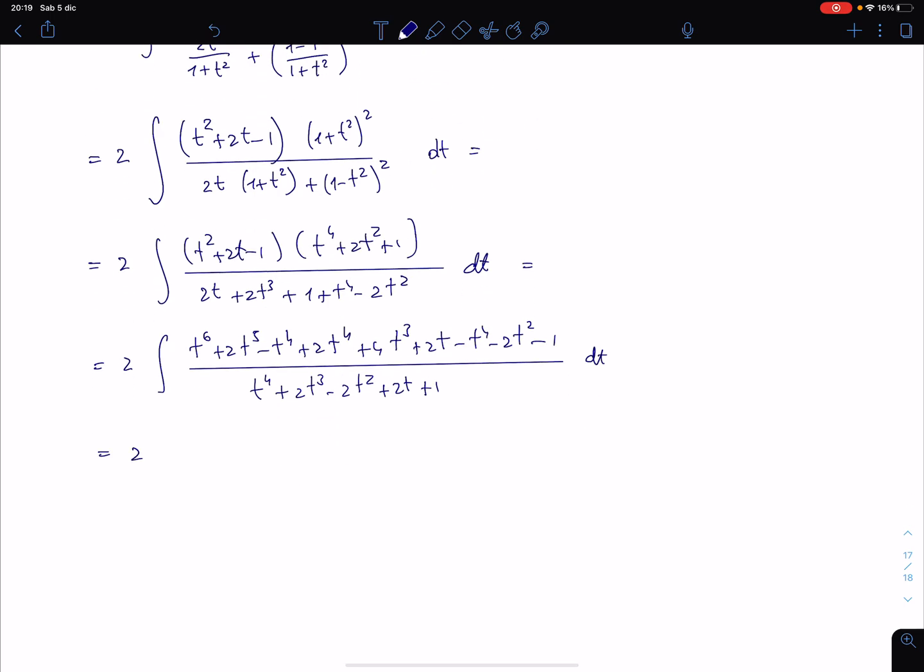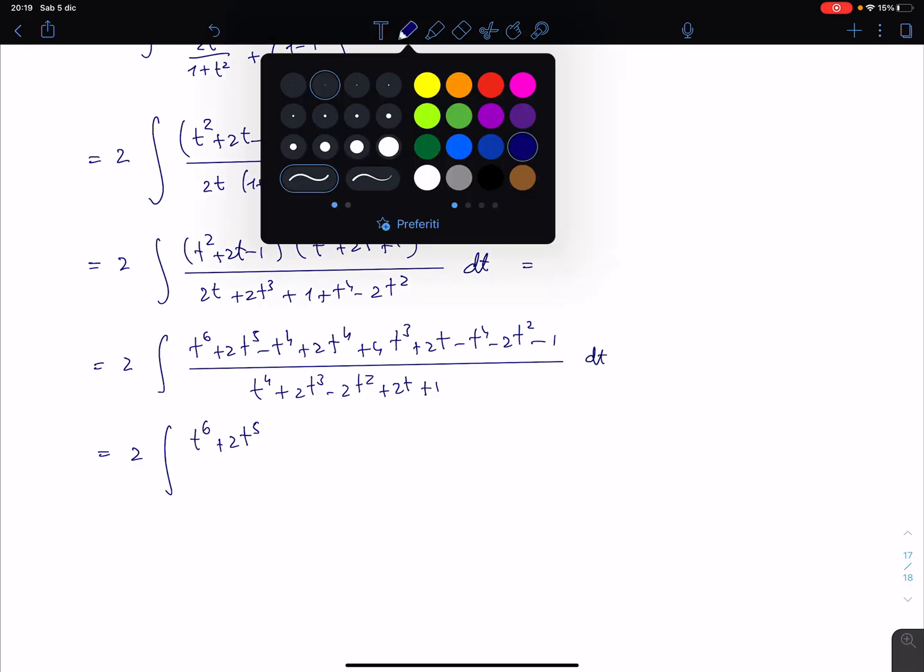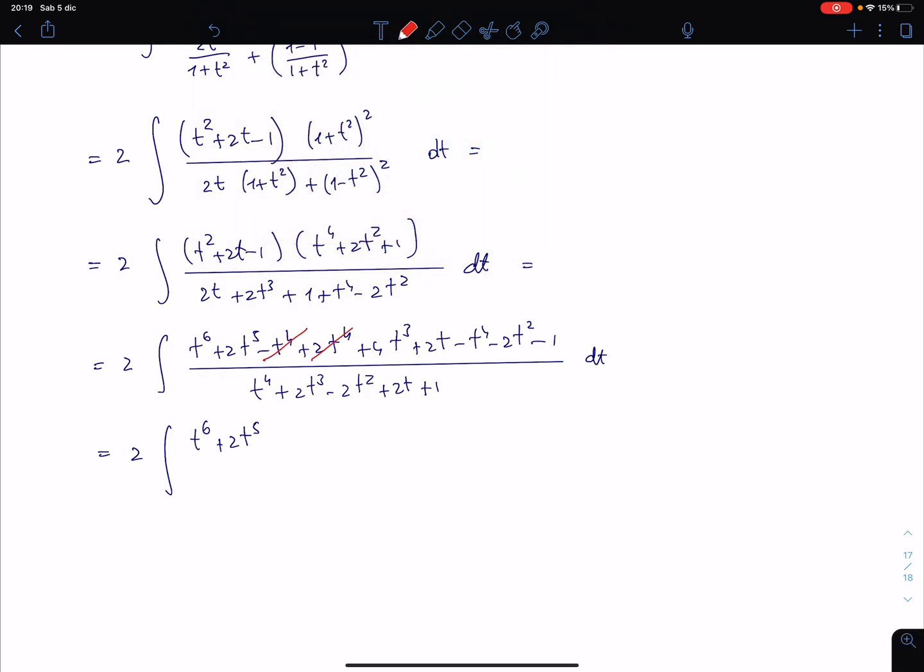And here, okay, 2 times, and here we have t6 plus 2t5, and here there is a minus t4 plus 2t4, so minus t4 plus 2t4 minus t4, very good, and plus 4t3 minus 2t squared plus 2t minus 1, and here the denominator t4 plus 2t3 minus 2t squared plus 2t plus 1 dt.